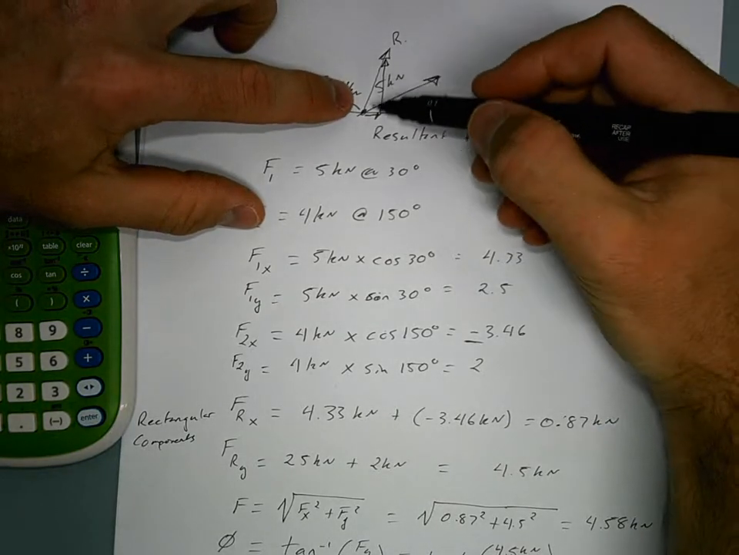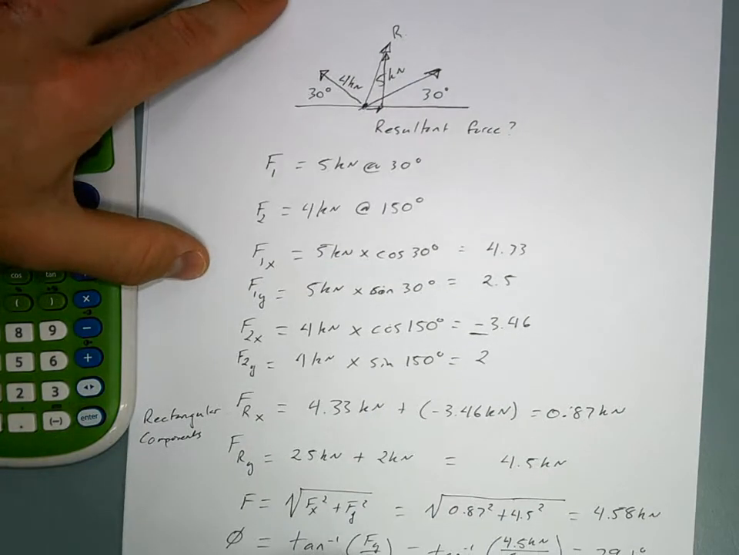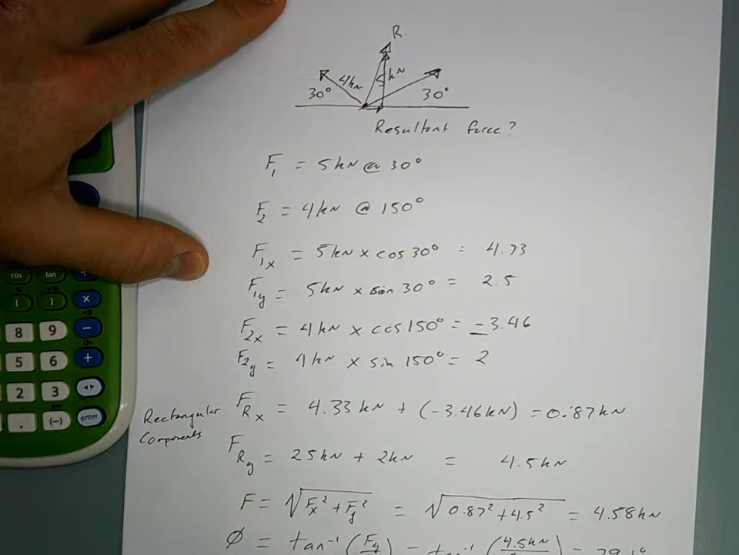We have an angle of 79 degrees and a distance of 4.58. So our resultant force is 4.58 kilonewtons at 79.1 degrees.